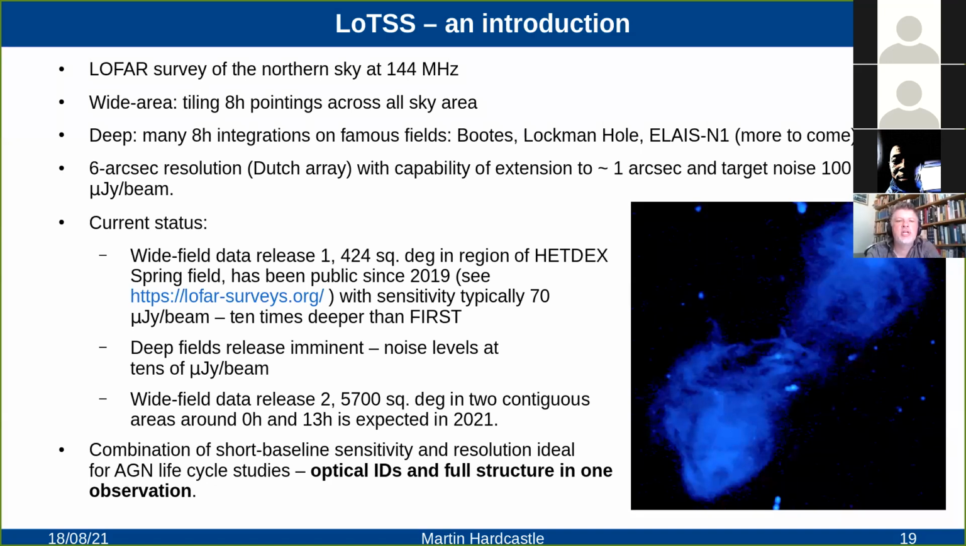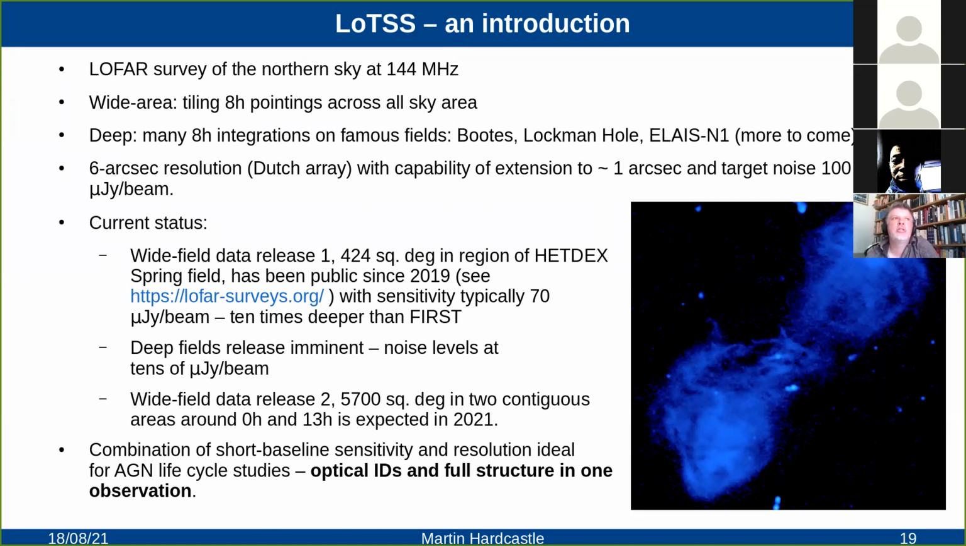It's a wide area survey. We get many tens of square degrees per pointing, and we tile pointings across all the sky. We've also got deep observations of many famous fields, and I'm not really going to talk about those. We get 6 arcsecond resolution at the moment using the Dutch baselines, and 6 arcsecond resolution is good enough to get the optical ID of the radio galaxy, so to be able to say what galaxy it belongs to. It's really important to have that high resolution.